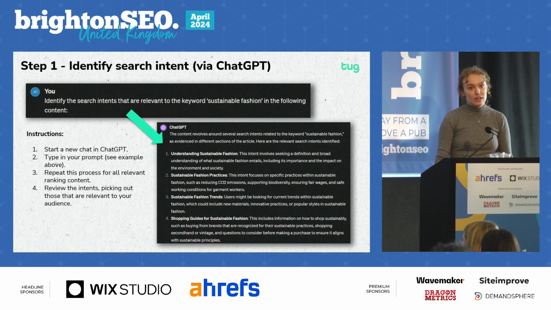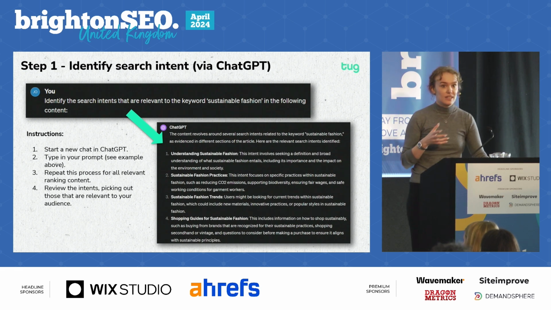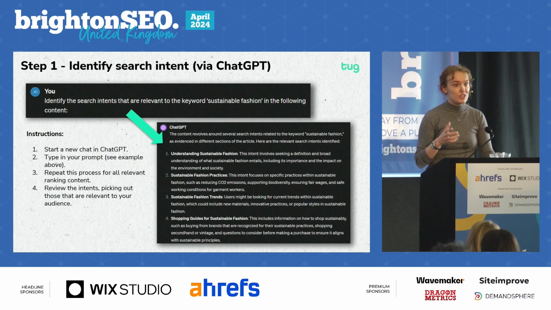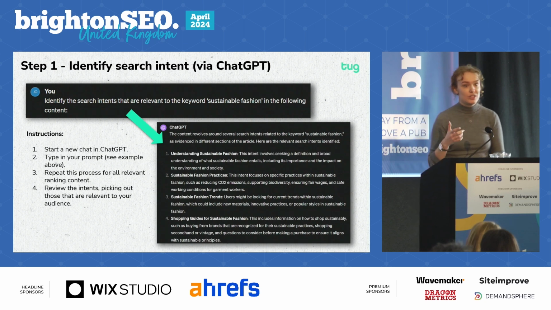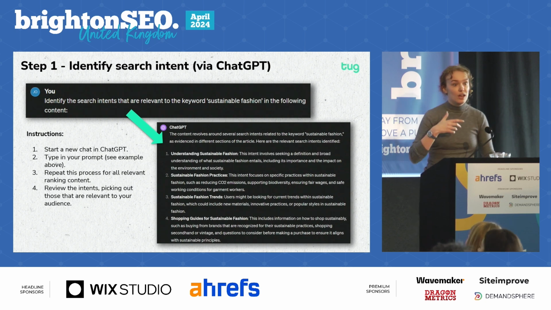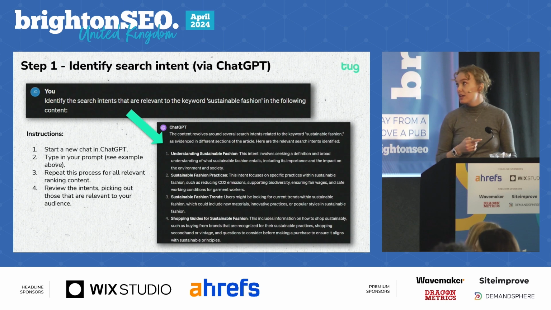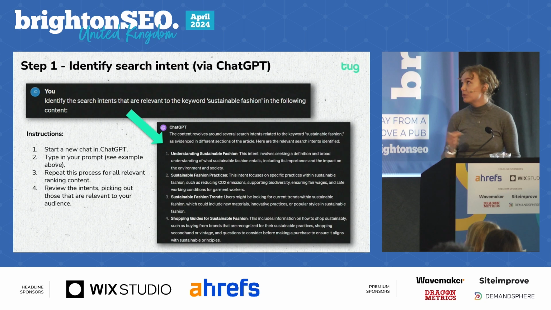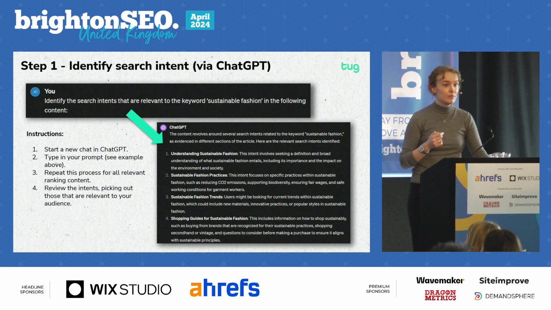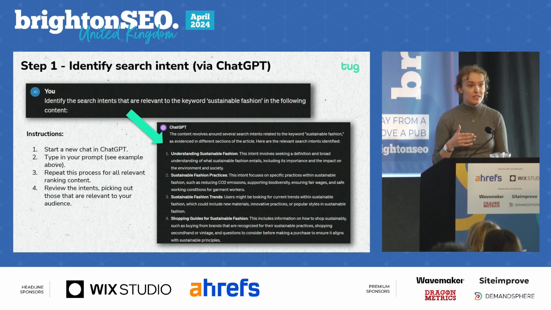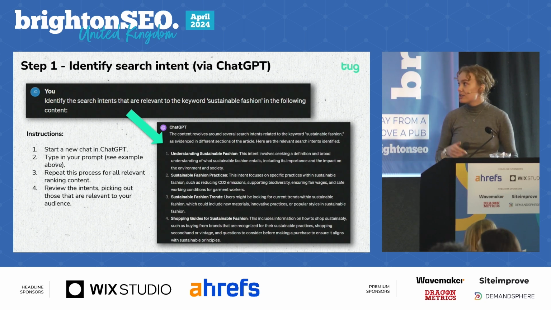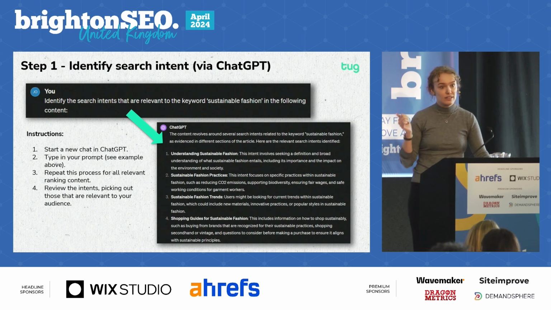And another way you can enhance this more manual process of assessing intent is by taking the SERPs for your chosen keyword and getting ChatGPT to identify the possible search intents that relate to this keyword in competitor content. So as you can see on the screen, I've just prompted ChatGPT by saying, identify the search intents that are relevant to the keyword sustainable fashion in the following content. And then what I've done is copied and pasted the content from just one of the top ranking results pages. And what it's done is provided a list of intents that I can then explore.